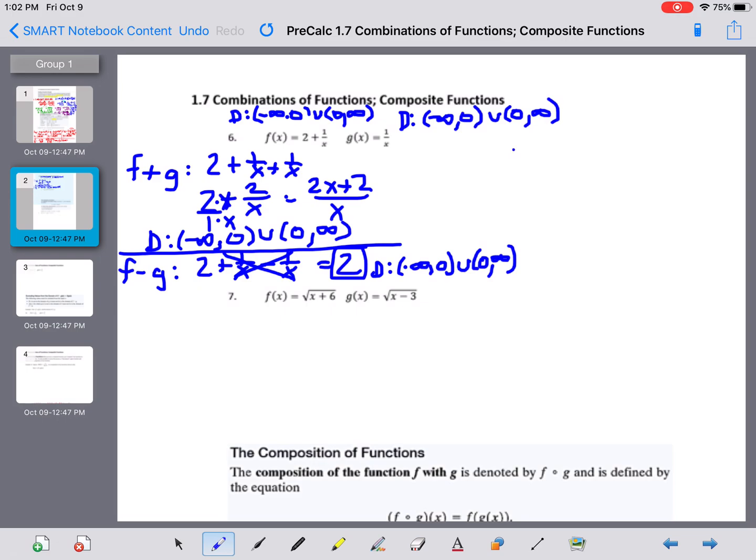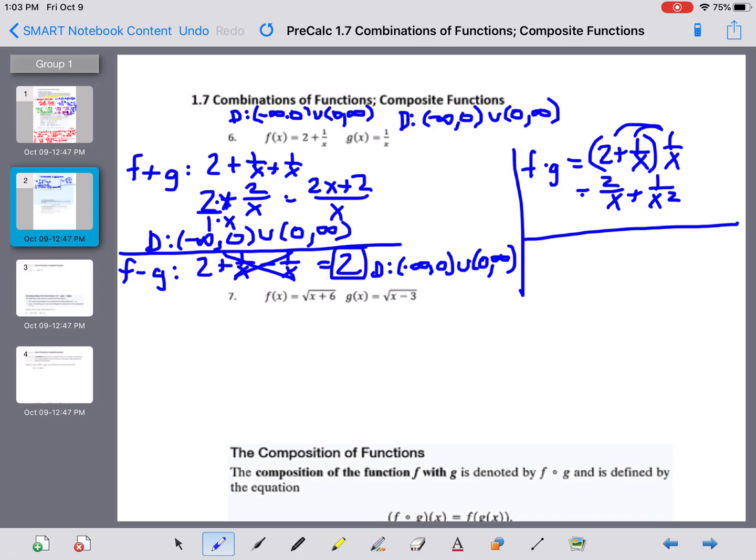okay? All right, let's do some multiplication. F times g. So I get 2 plus 1 over x times 1 over x. So that's going to give me, when I distribute, 2 over x plus 1 over x squared. Okay, you can go ahead and get a common denominator if you want, or you can leave it as is, okay? Either way is fine.